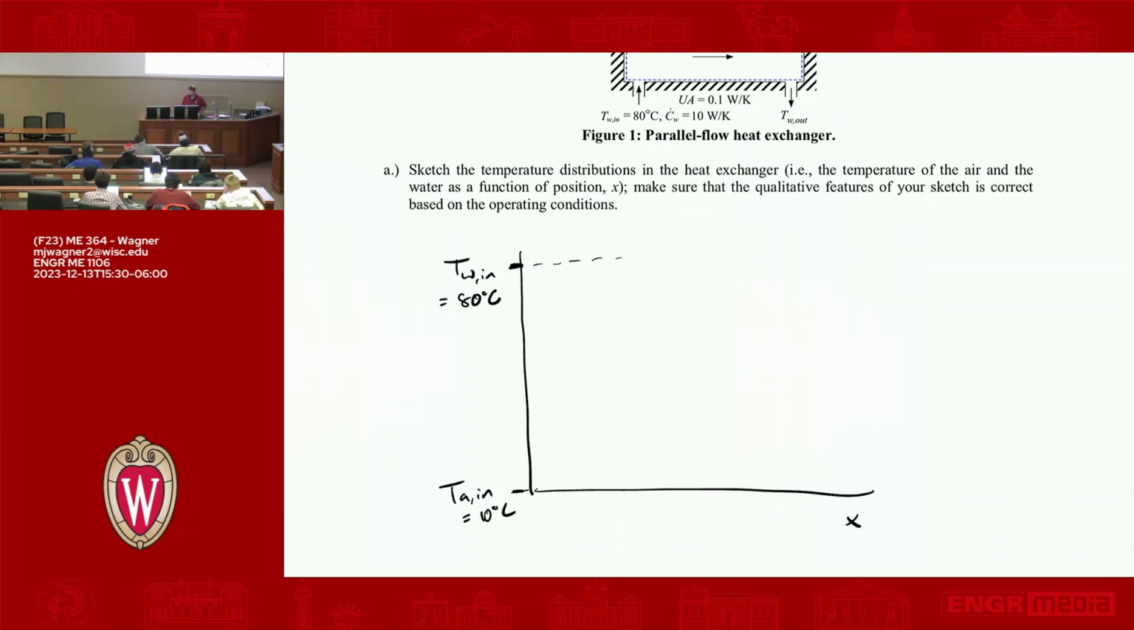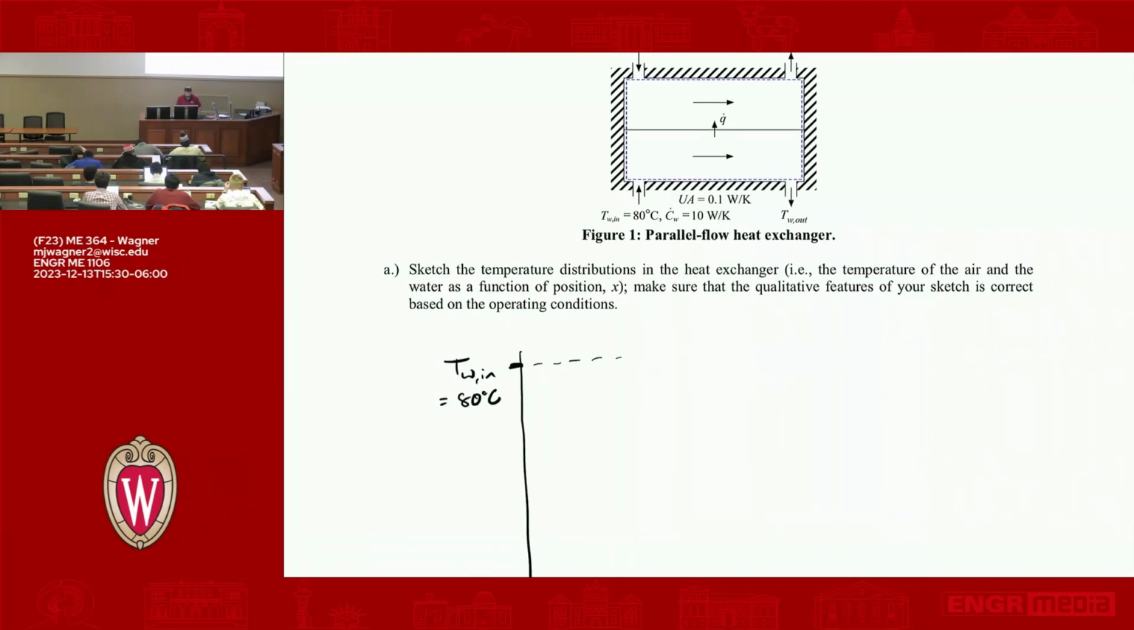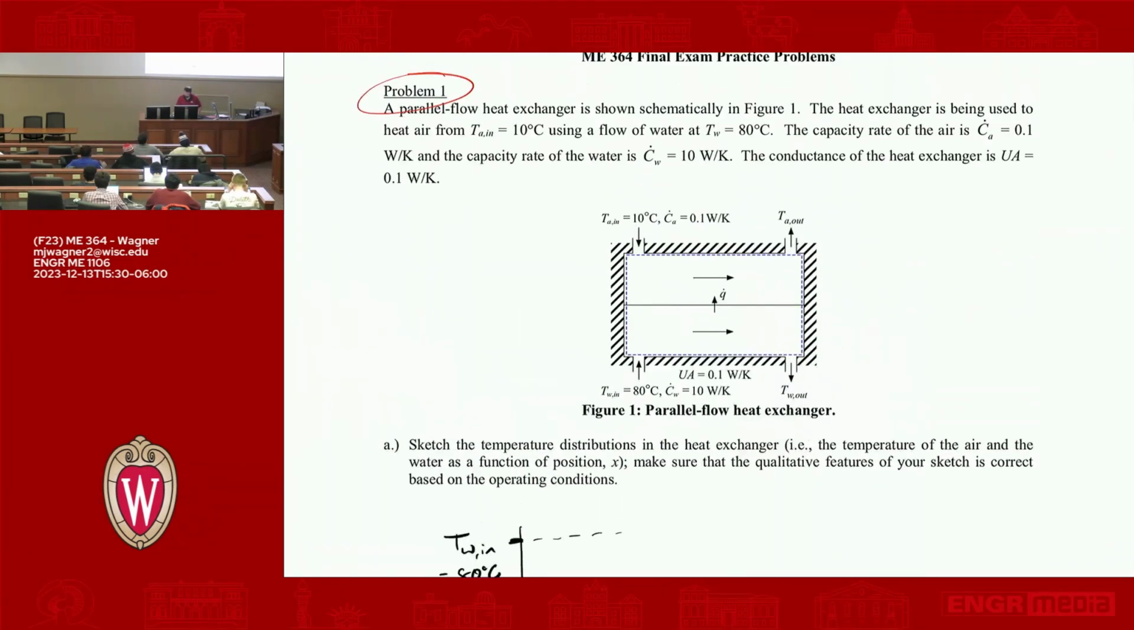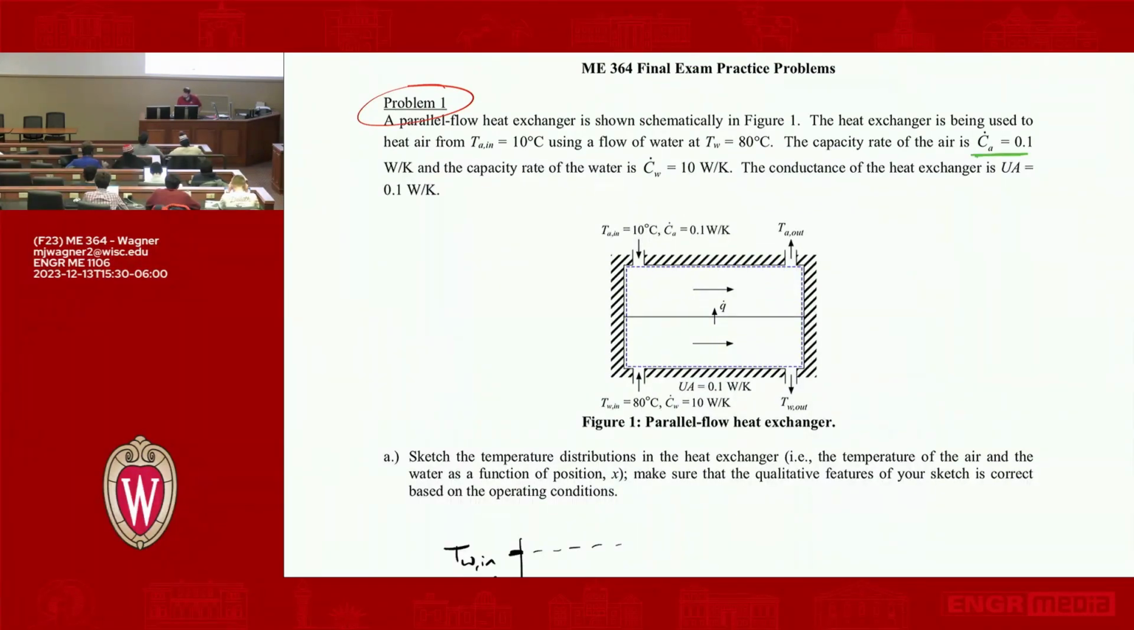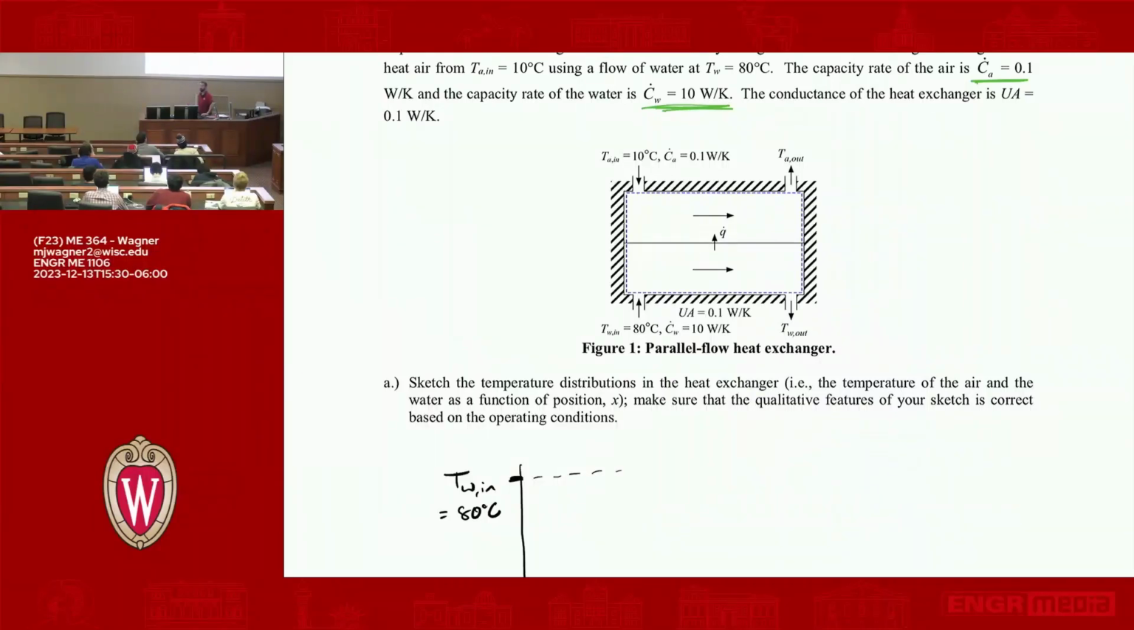Okay, so first, let's remind ourselves: air has 0.1, water has 10. So which of these two fluid streams is going to change temperature more? Air or water? Any guesses? Air, right? Lower capacitance rate means it can tolerate less heat input for a given increase in temperature. Okay, so air is going to change less, and how much less is it going to change? 2 orders of magnitude less, okay?